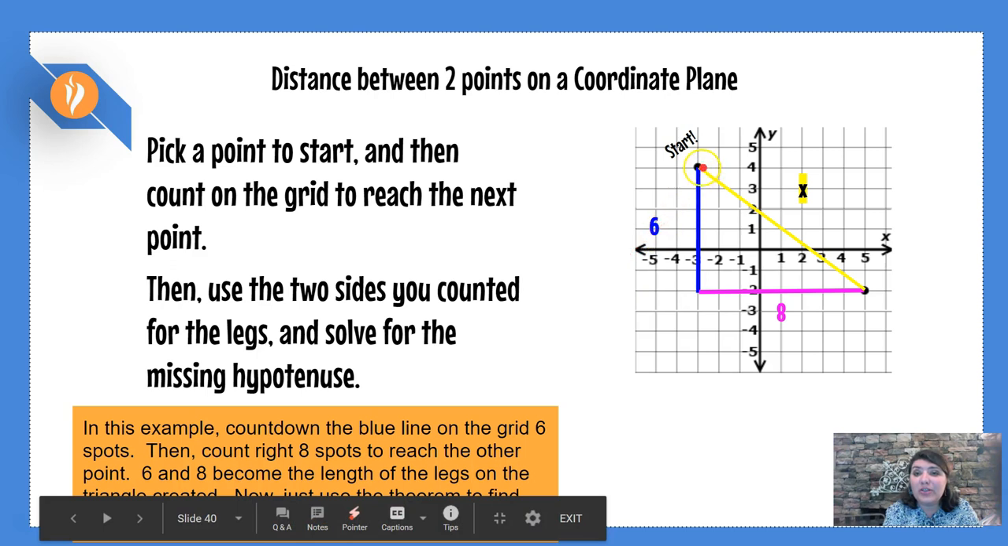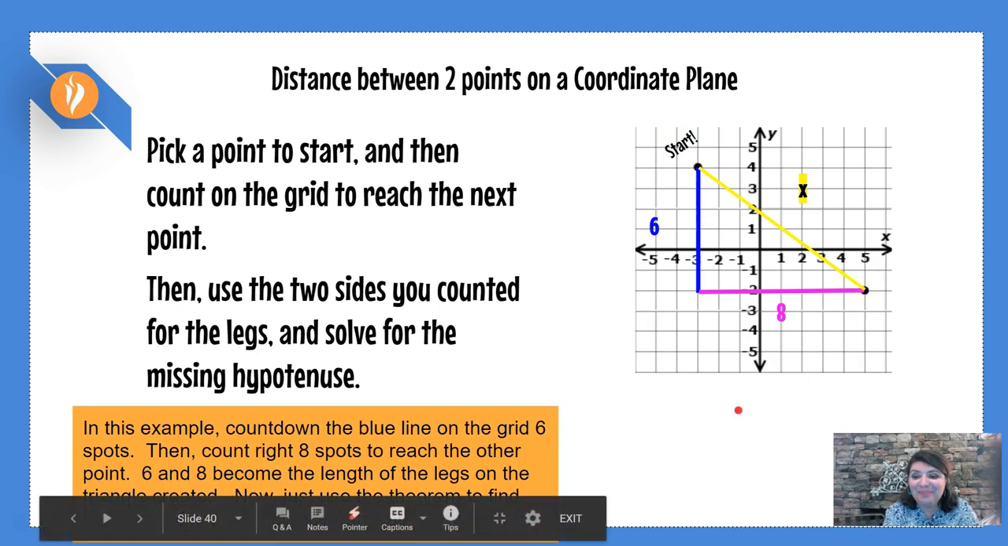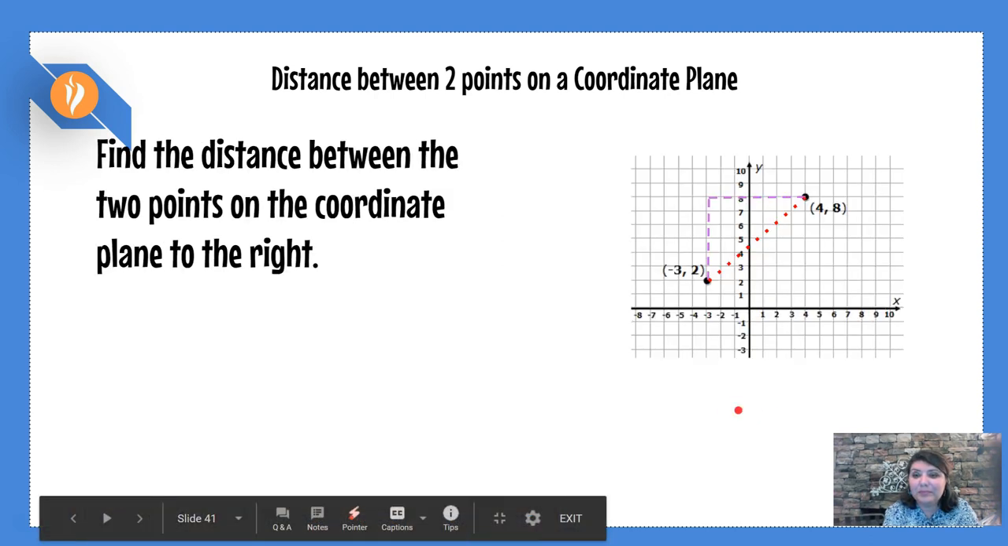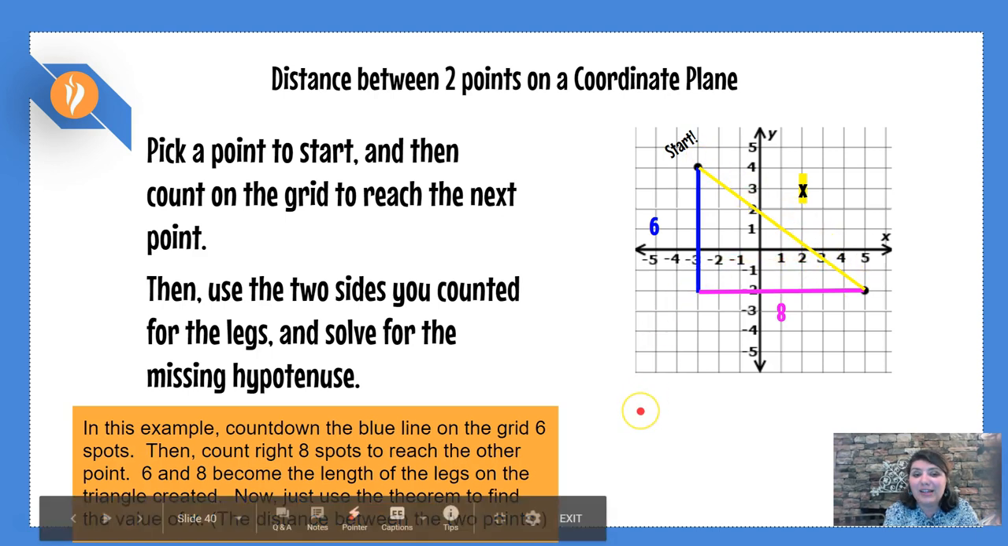Now we're going to use the theorem to figure out the length of the hypotenuse from this point to this point. Okay? What would I do for finding right here? Well, 6 squared is 36. 8 squared is 64. We've done this one before. 64 plus 36 is 100. And the square root of 100 is 10. So the length of units from this point to this point is 10 units.